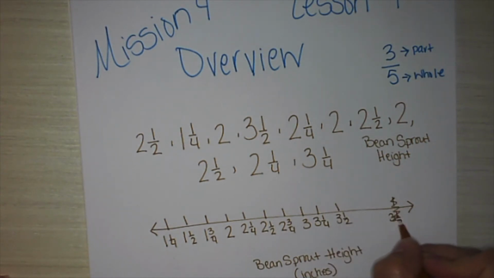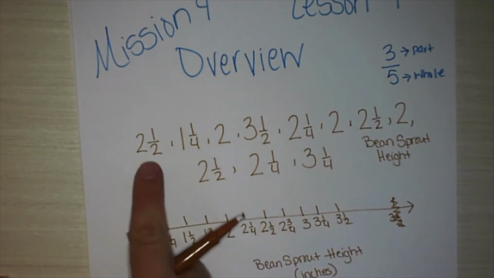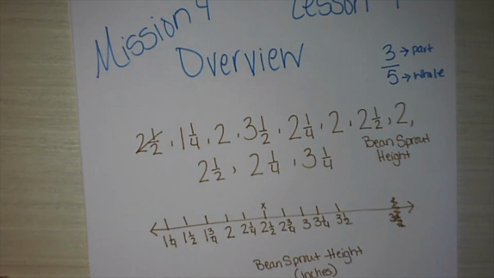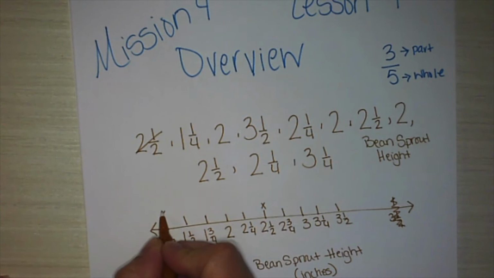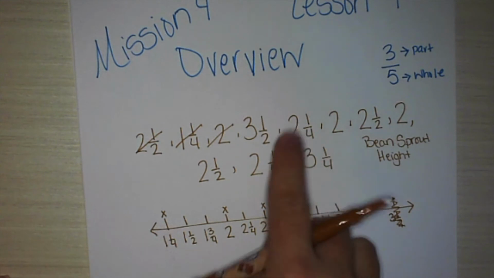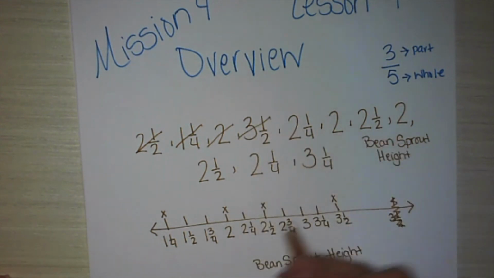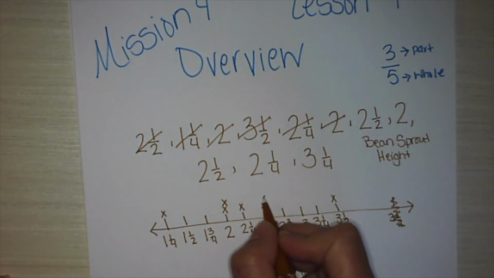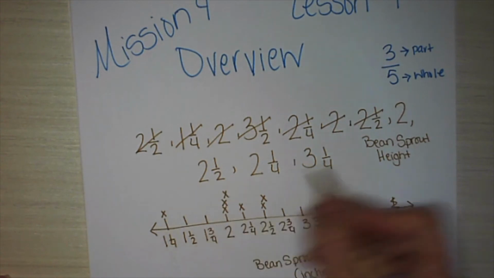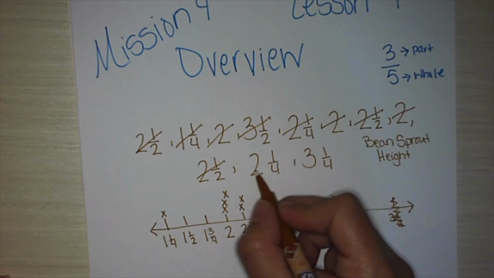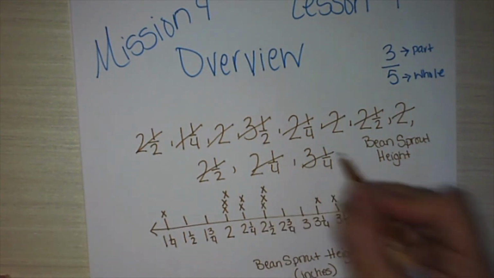So I'm actually going to move this. Now every time I find one of those numbers, I'm going to put an X. So 2 1/2, here it is. I'm going to put an X. I'm also going to put a line through it to show that I'm finished with it. 1 1/4, 2, 3 1/2, 2 1/4, 2, 2 1/2, 2, 2 1/2, 2 1/4, 3 1/4. So I'm finished my line plot.